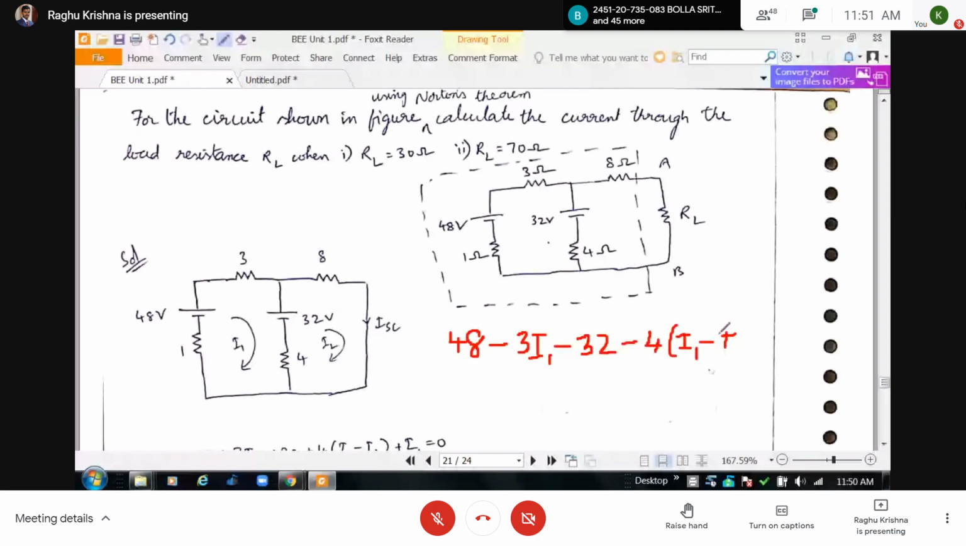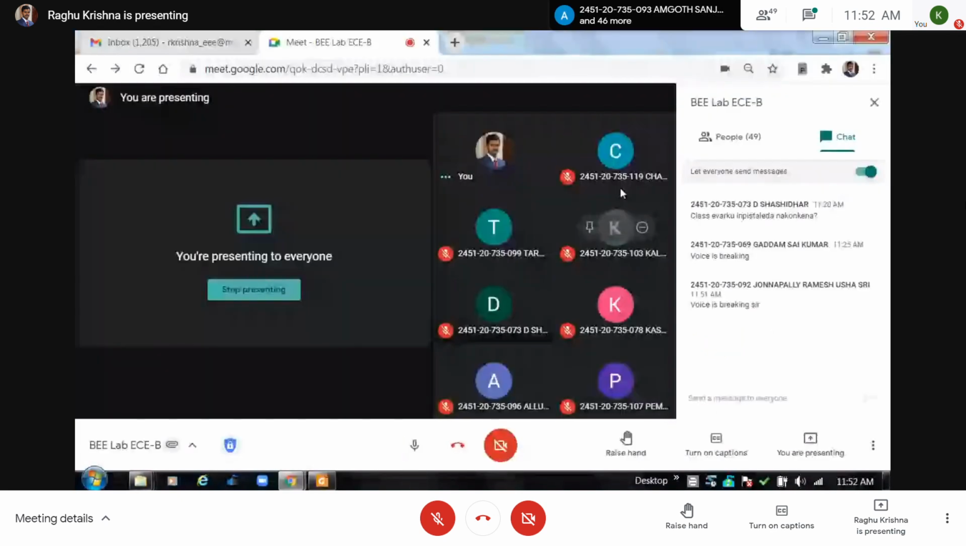Any doubts in this equation? Just understood the Thevinins theorem? Yeah, please go on. Yes, 119. So here this is the Kvl equation for loop 1. Sir, voice is breaking, sir. Voice is breaking. Yes, sir.